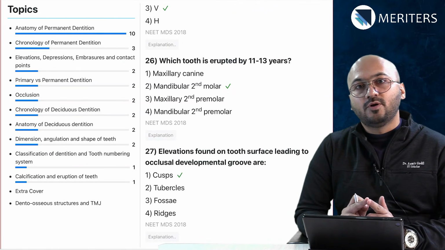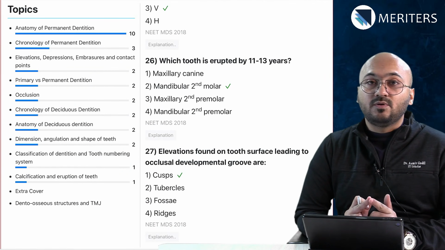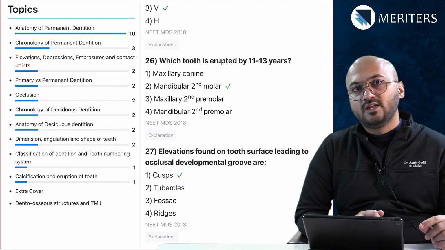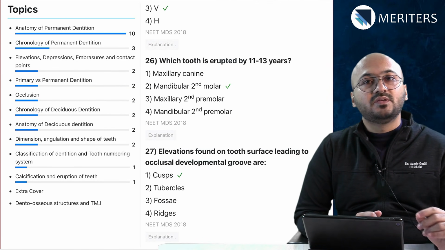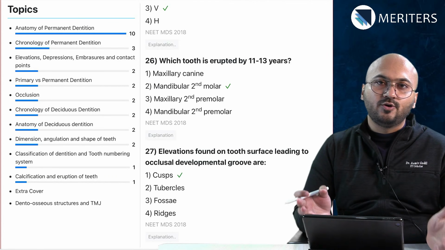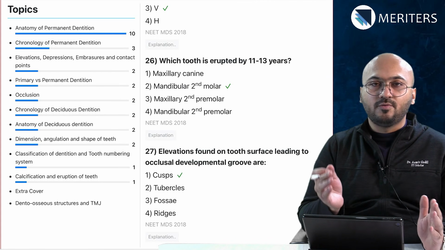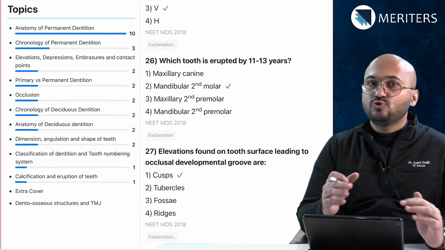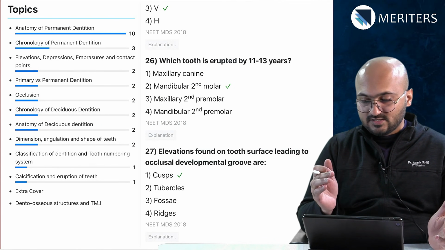The anatomy of permanent dentition has the maximum number of questions, so it's the most important topic when it comes to dental anatomy. You must never miss that topic. Now it's a huge topic, I know. When you talk of anatomy of permanent teeth, it could be from incisors to molars, but the best way to remember is to solve many questions, to solve all the tasks.